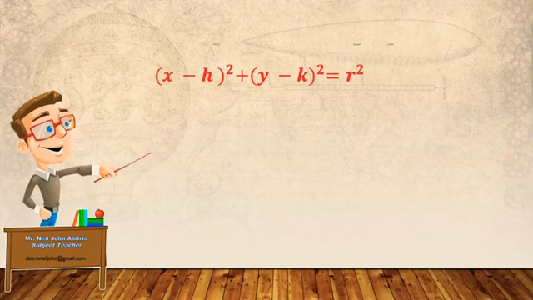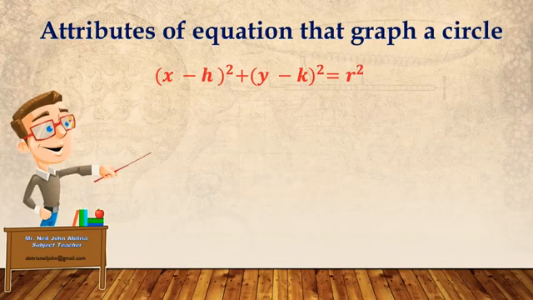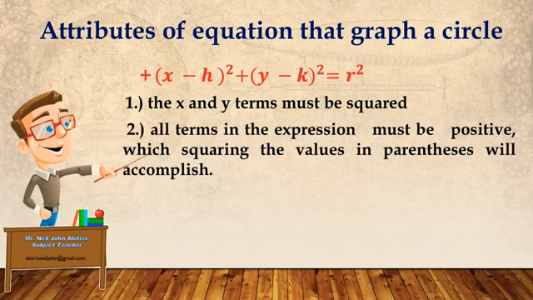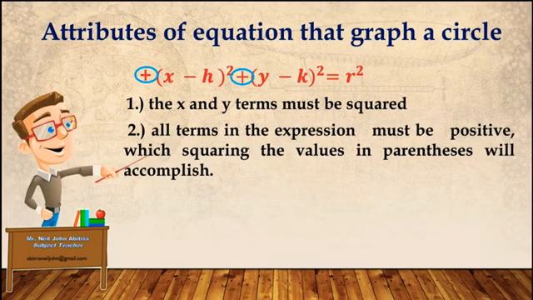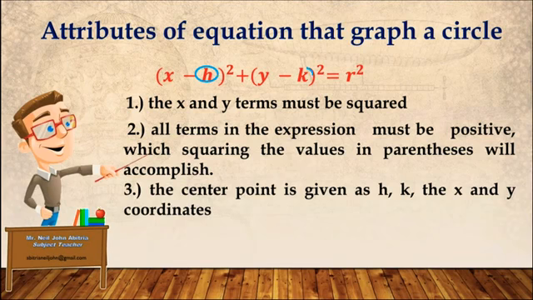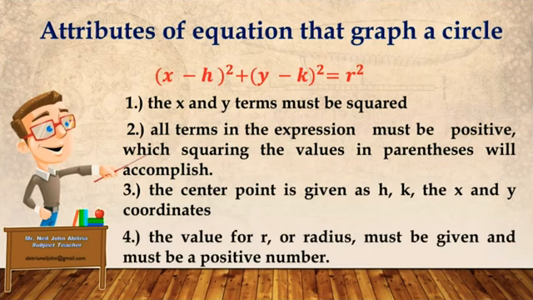If you are unsure whether a suspected formula is the equation needed to graph a circle, you can test it. It must have 4 attributes. First, the x and y terms must be squared. The second one is all terms in the expression must be positive, which squaring the values in the parentheses will accomplish. The third one is the center point is given as h and k, the x and y coordinates. And 4, the value for r or radius must be given and must be a positive number, which simply makes common sense. You cannot have a negative radius measure.